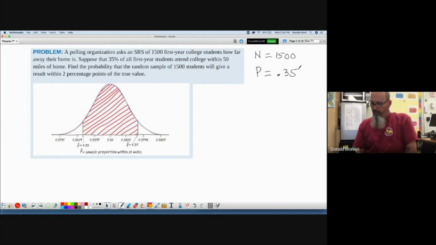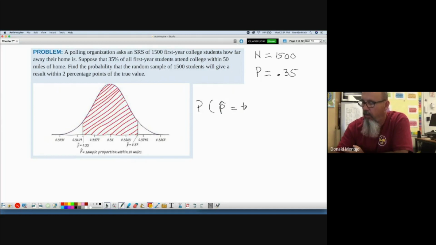Okay? And we want to find the probability that the random sample of 1,500 students will give a result within 2 percentage points. So we want to find out what is the probability that p hat is within 2 percentage points. So the probability that p hat is plus or minus 2%.